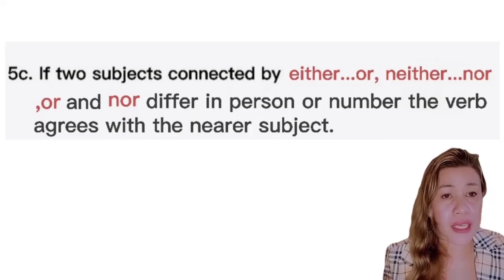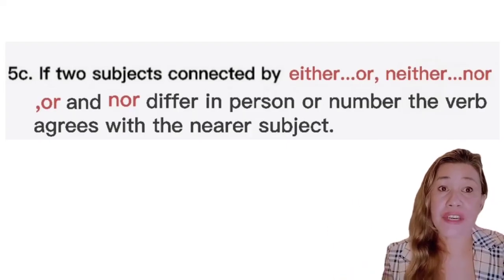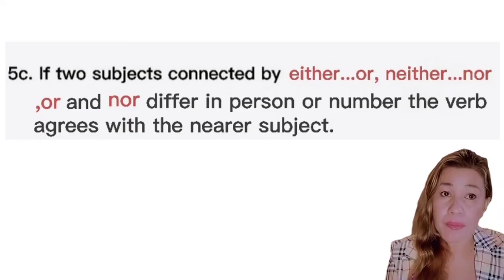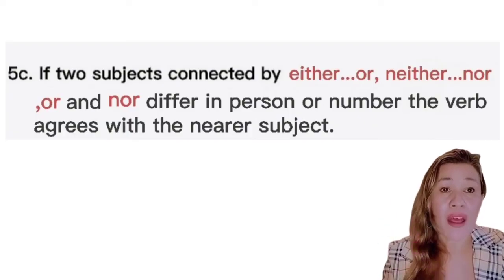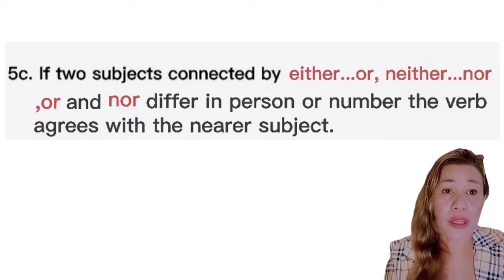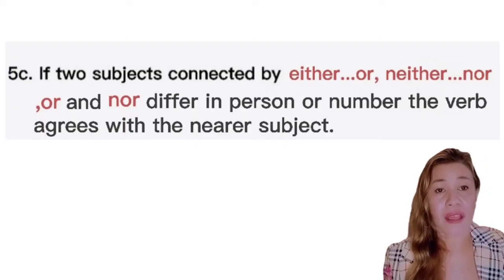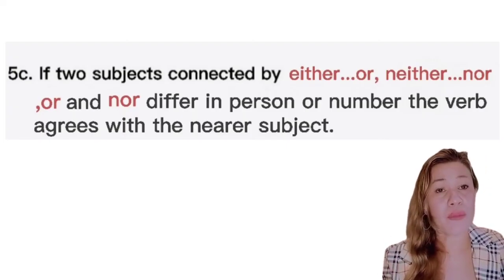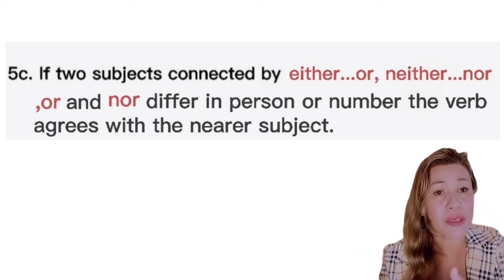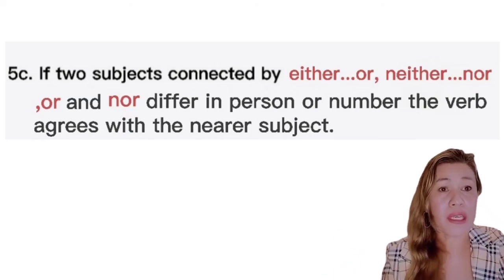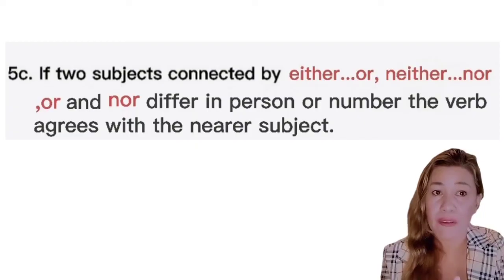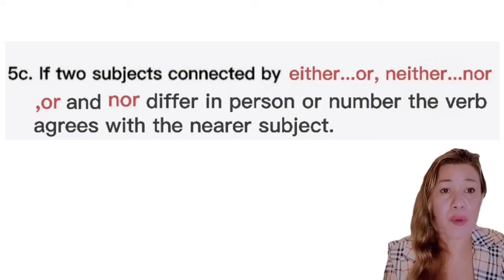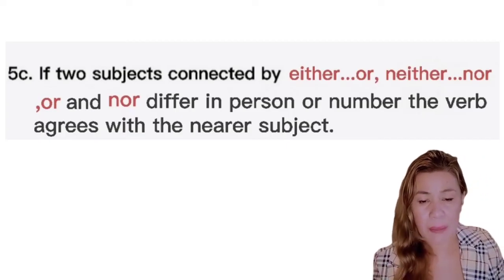And the rule says, between the two, whichever is nearer to the verb, that's the one that will agree with the verb. It means that if the one nearer to the verb is a singular subject or singular form, then you will need a singular verb. If the one nearer to the verb is plural in form, then you will need a plural verb. Let's take a look at the example.